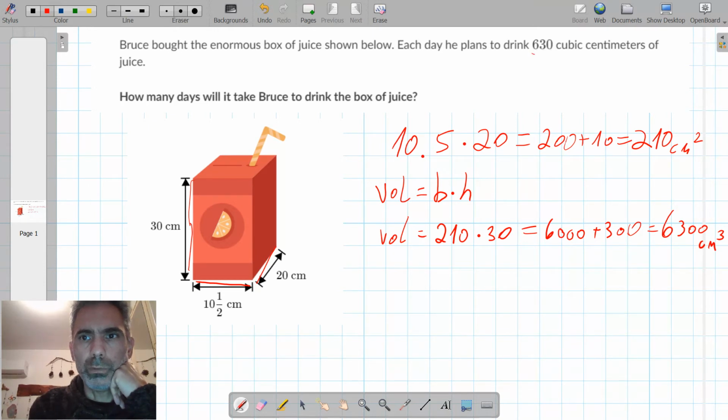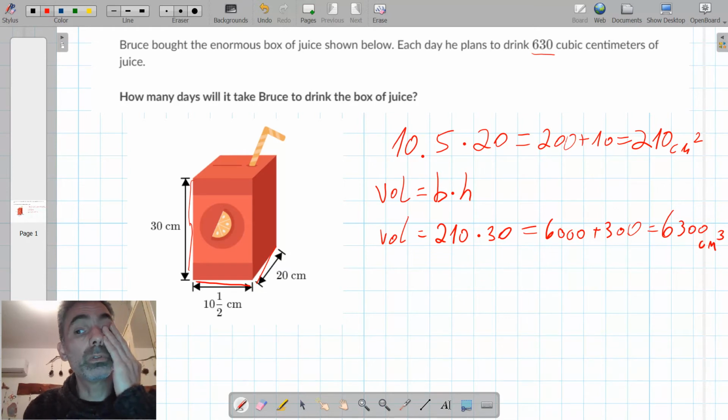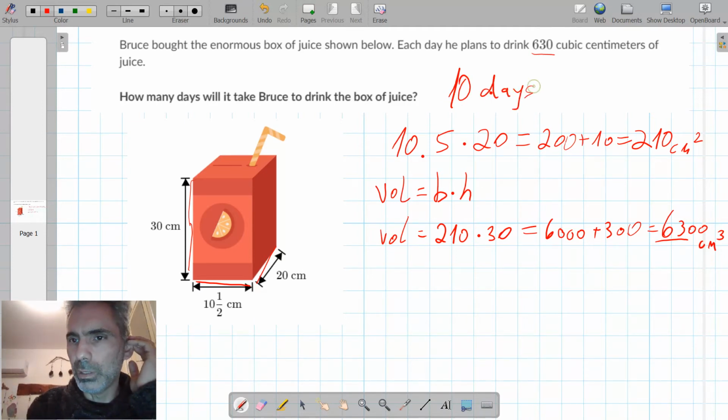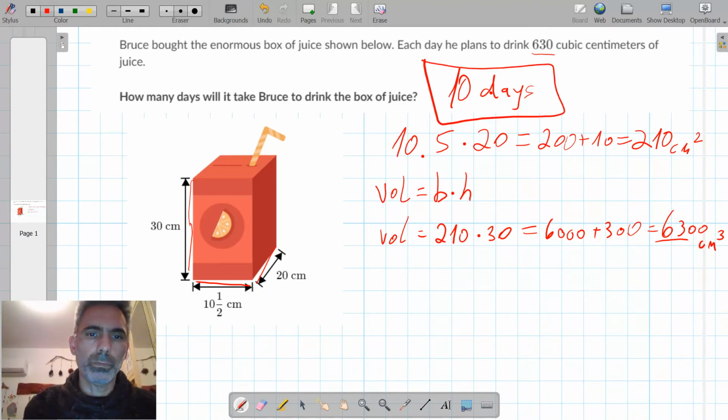Okay, so he plans to drink 630 cubic centimeters of juice every day, so the box will last for 10 days. Because if we divide the total volume 6,300 by 630 cubic centimeters, we get 10, so it will last for 10 days.